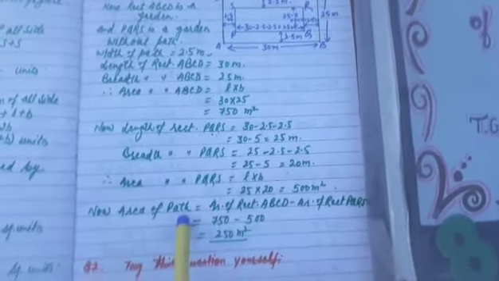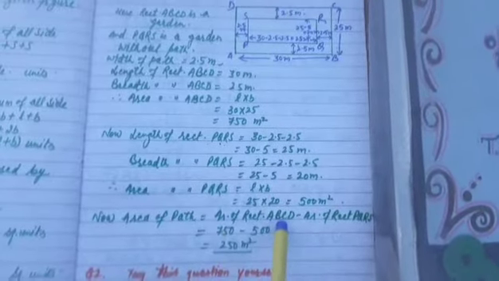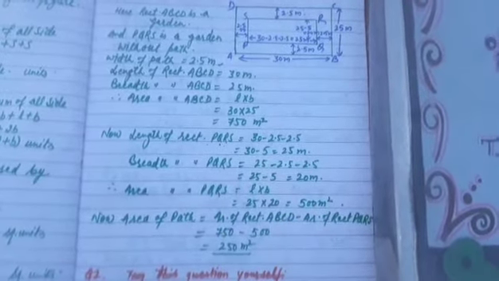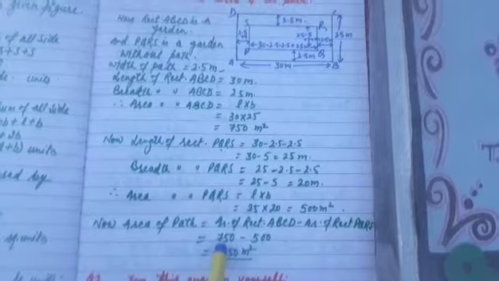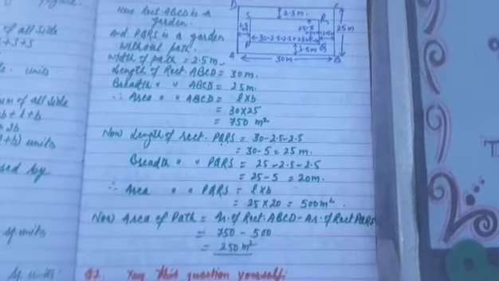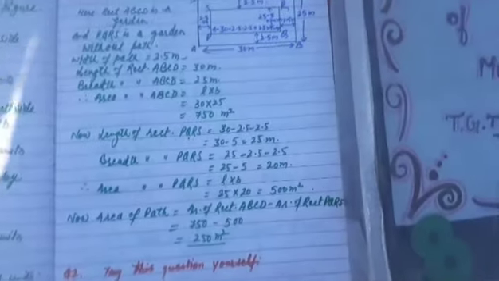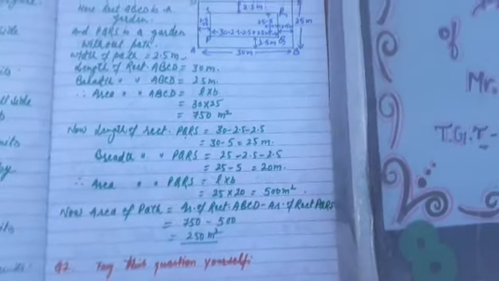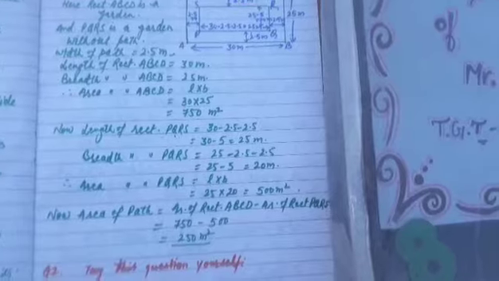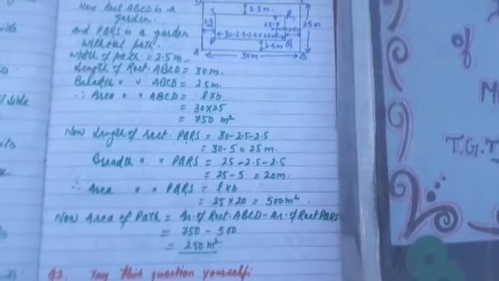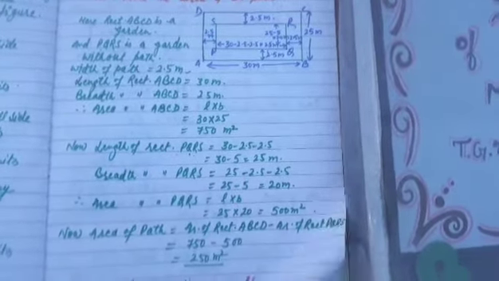Therefore, the area of the path is equal to the area of rectangle ABCD minus the area of rectangle PQRS, which is 750 minus 500, and it is equal to 250 meter square. So it is the area of this rectangular path, 250 meter square.